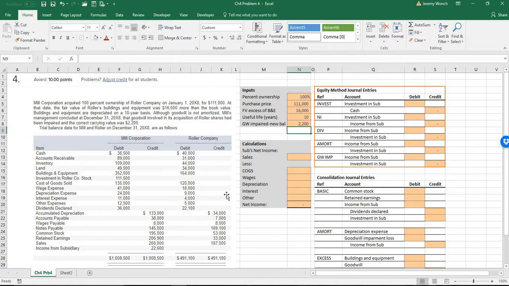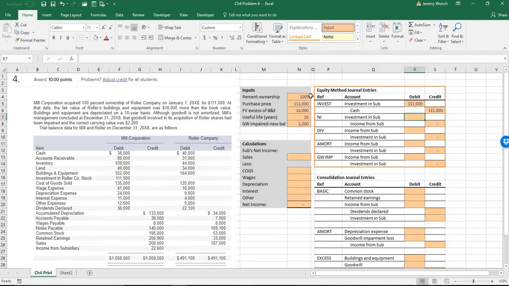In this problem, I don't believe that Connect is actually asking for the equity method journal entries, but let's go ahead and do them anyway, just to make it easier to see what we're actually doing here. So in this box over here, we have the equity method journal entries, and the first thing we always do is record the actual acquisition. And so that is going to be this 111.